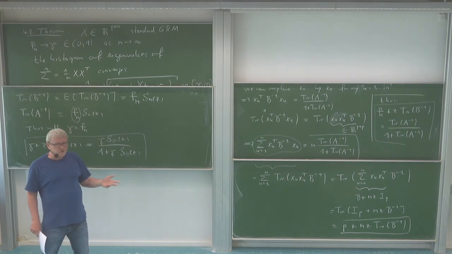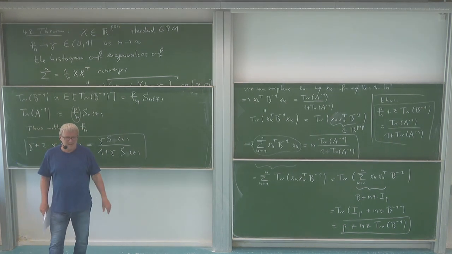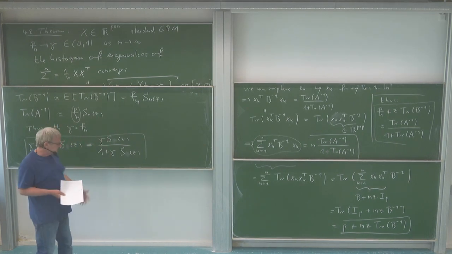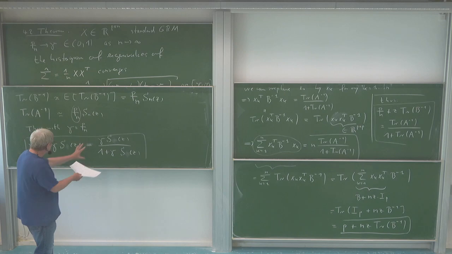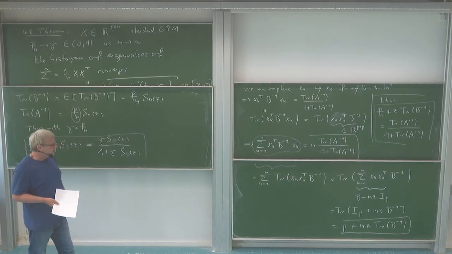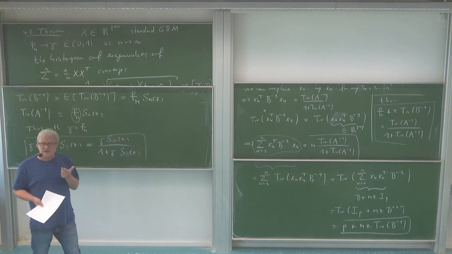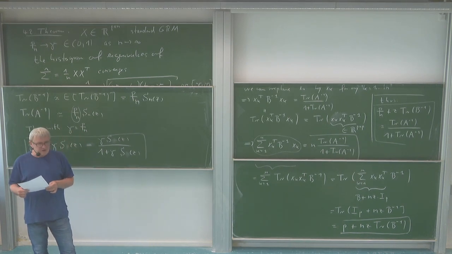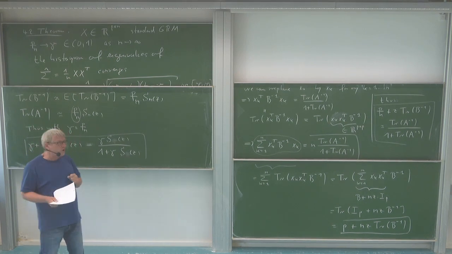In general situations you cannot write down the solutions of your equations, but in this specific context you can. It's a quadratic equation, and we get a formula, and then of course one has to check that what I get there is really the Stieltjes transform of Marchenko-Pastur. But maybe I will say a bit more about this next time.